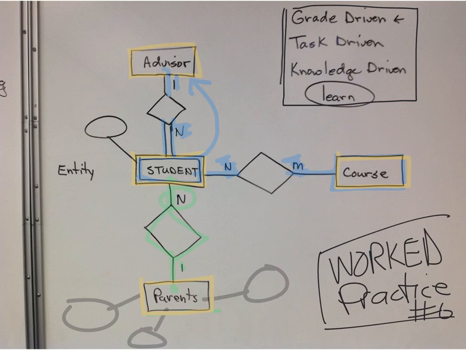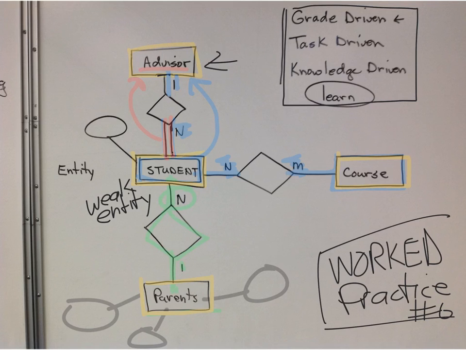This double line in here, what we're saying is a student has to have an advisor. So the student is dependent upon the advisor entity. So we refer to the student here with the double box. It's referred to as a weak entity because it relies on another entity for its existence. If we didn't have the advisors, we couldn't have the students because the student has to have an advisor.